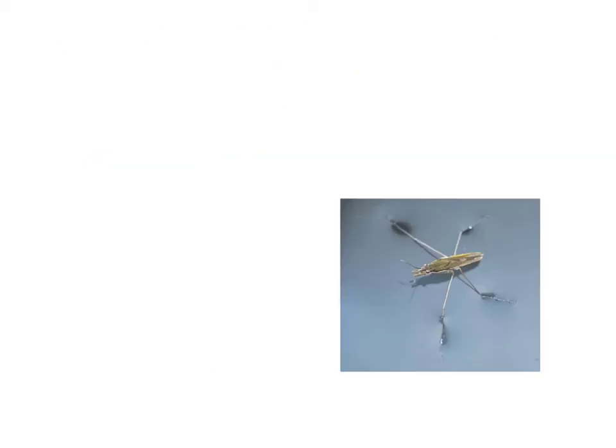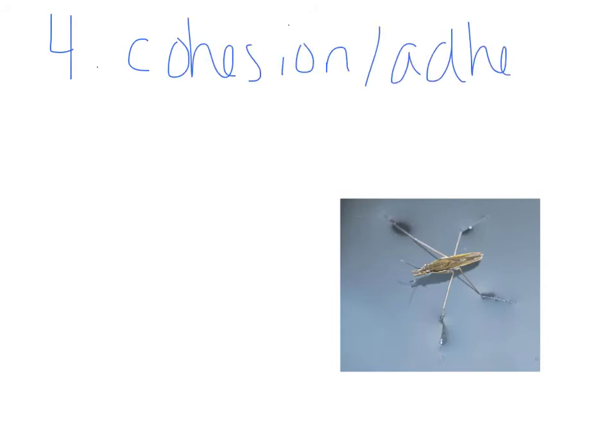The last one, the one that we're going to apply the most to plants, would be the properties of cohesion and adhesion. This is essentially water's ability to stick to or be attracted to other molecules. Cohesion is that it's attracted like to like. So cohesion is when water is attracted to other water molecules. You see that happening here in the surface tension. See how the bug is not falling through?